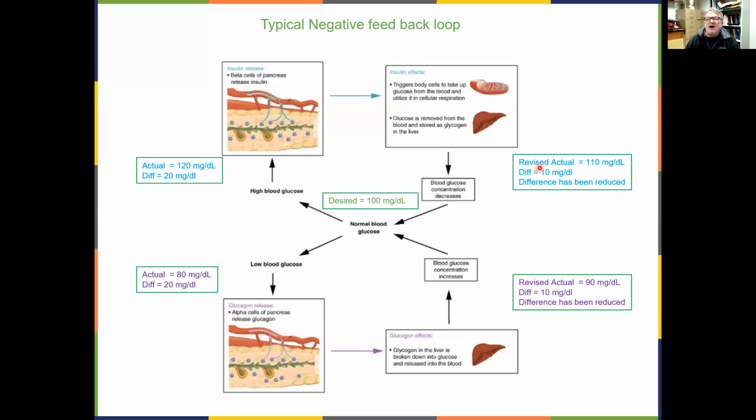Now we're going to have a revised actual glucose level. If we started at, say, 120 milligrams per deciliter, we end up now with 110 milligrams per deciliter. The difference is now 10. Ten is still more than desired, but it's less than what it was before. We were at a difference of 20, now we're at a difference of 10. If we continue releasing insulin, we continue this negative feedback loop until the actual equals the desired, at which point the difference will be 0.